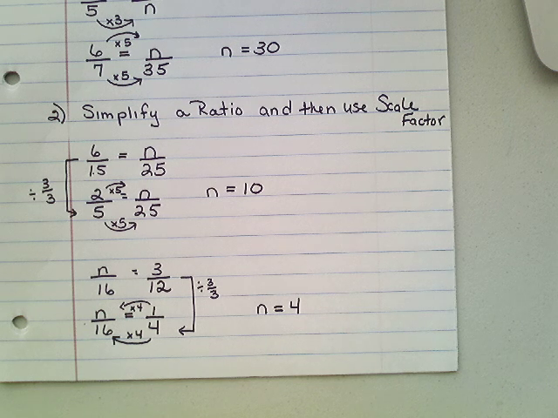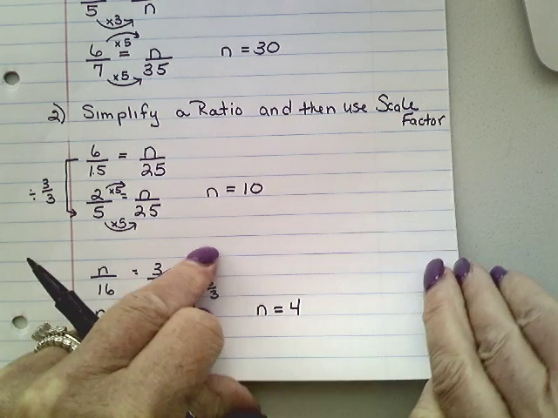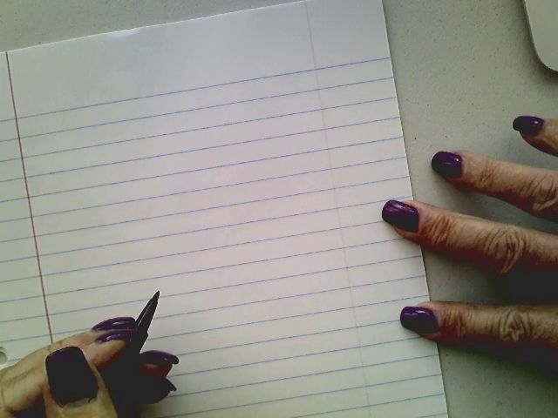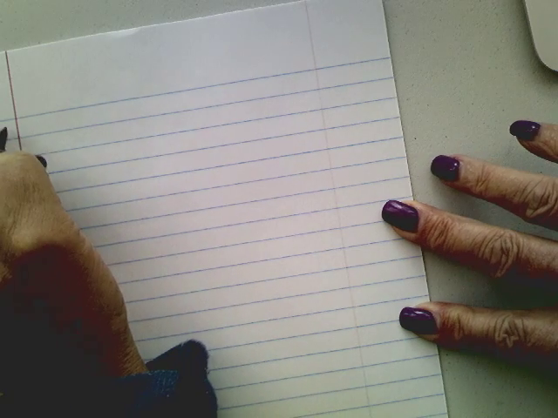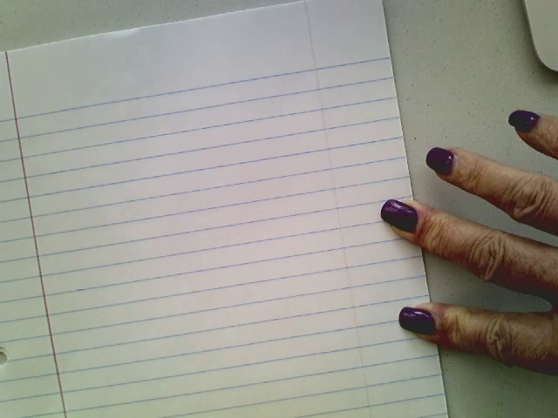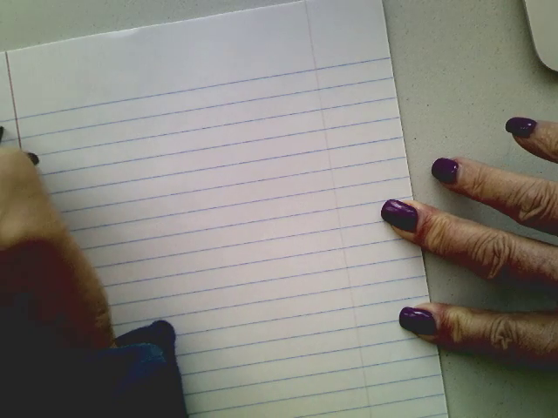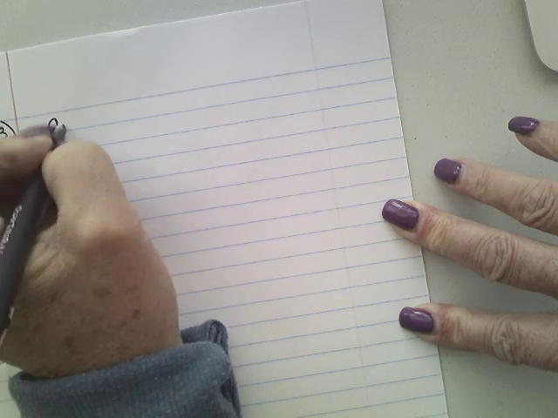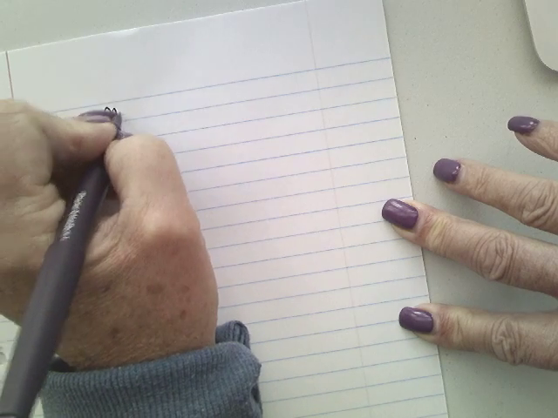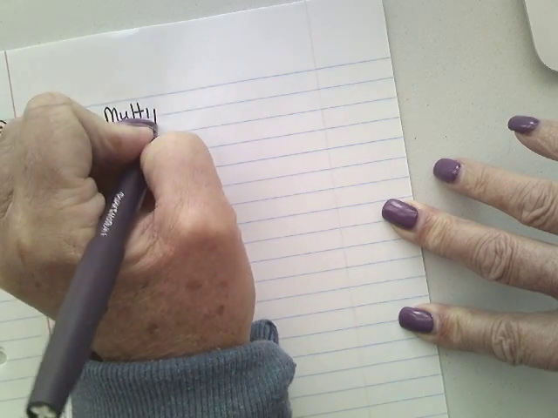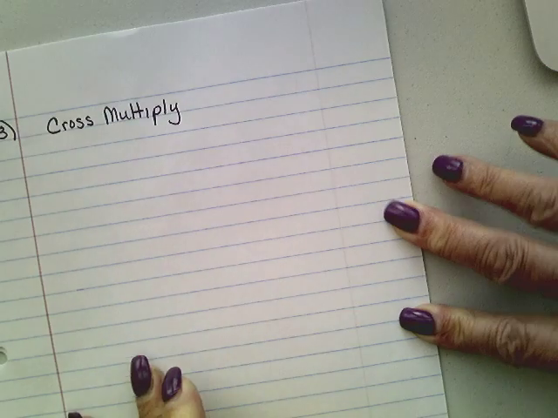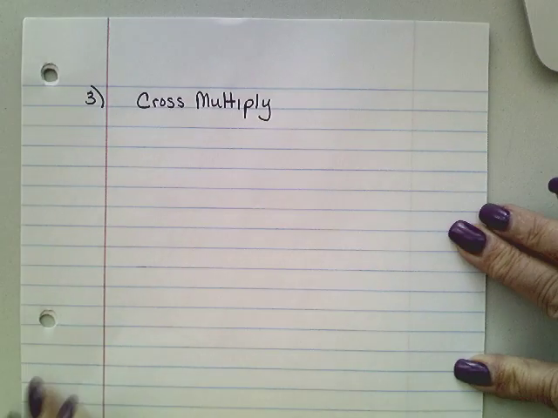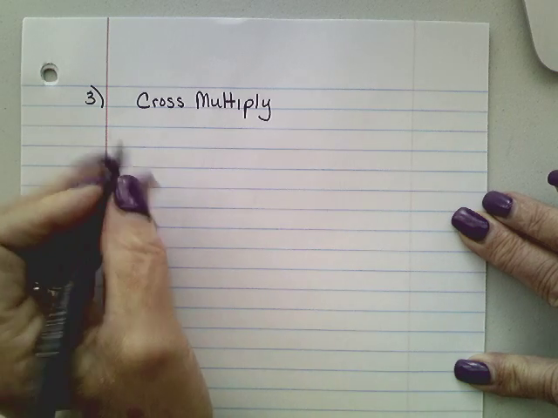But what if that method or that strategy is not available to use? What is the go-to? Okay, so the third strategy is to cross multiply. Did I put that 1 and 2? Yes. Okay. So our third strategy would be to cross multiply. Okay, this is probably the one that you're going to use most. All right? So we'll jump right in and I'll explain as we go along.